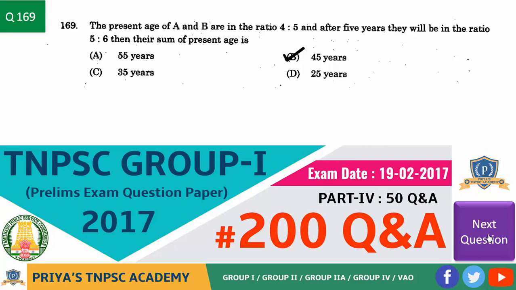Next question. The present ages of A and B are in the ratio 4:5 and after 5 years they will be in the ratio 5:6. Then the sum of their present ages is. Answer is option B, 45 years.